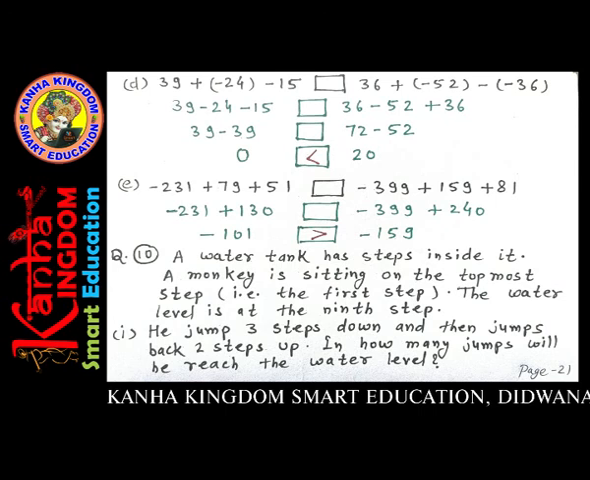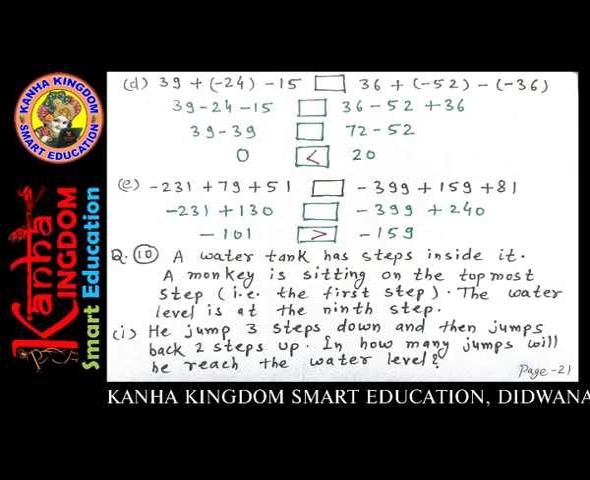Question E. -231 plus 79 plus 51. 79 plus 51 is 130. So -231 plus 130, answer is -101.